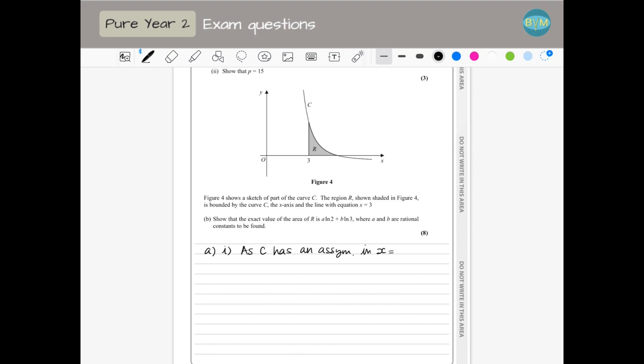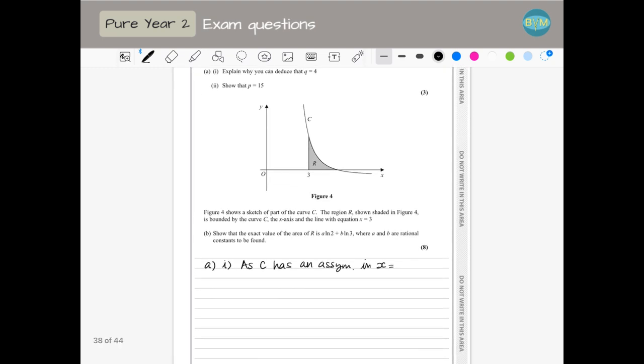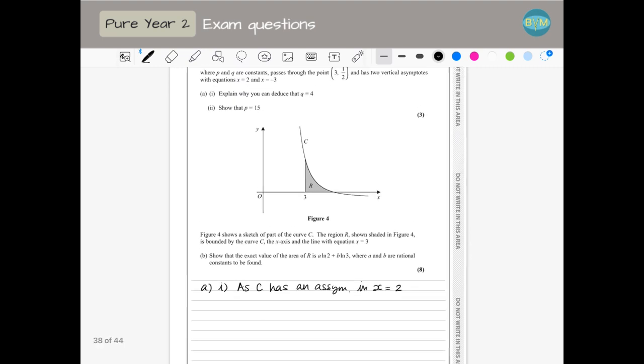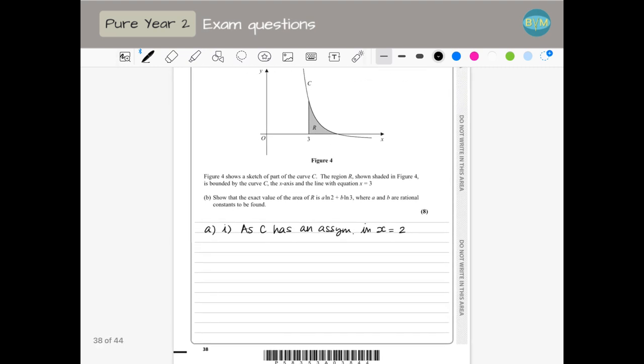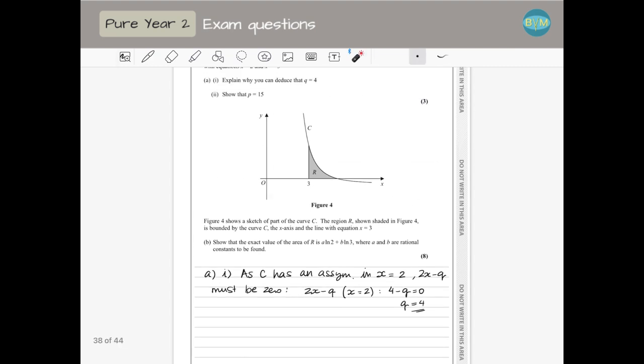in x equals 2, the bracket 2x minus q must be 0. So 2x minus q when x is 2 must be 0. So 2 times 2, 4 minus q equals 0, which means that q is 4. So that's the first part.